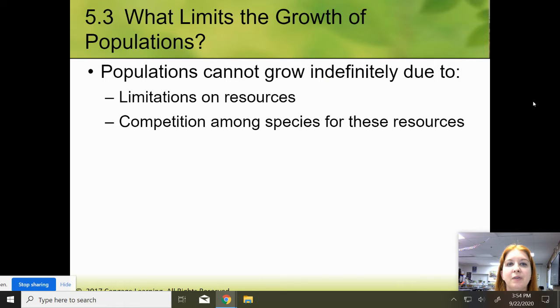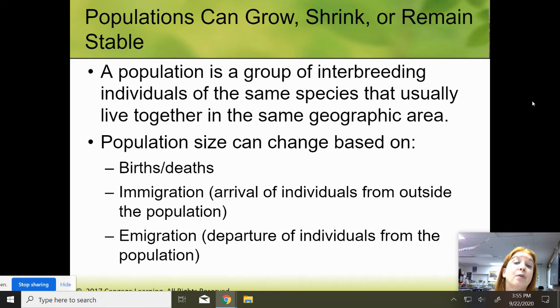Welcome to Environmental Science Notes, Chapter 5, Section 3: What Limits the Growth of Populations? Populations cannot grow indefinitely due to limitation of resources and competition among species for those resources. So we can't just grow forever, whether it's human population, bug, bacteria, whatever. You always have limits.